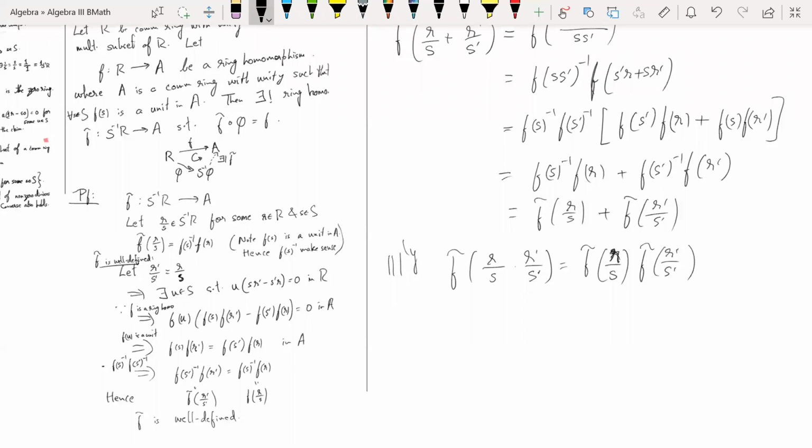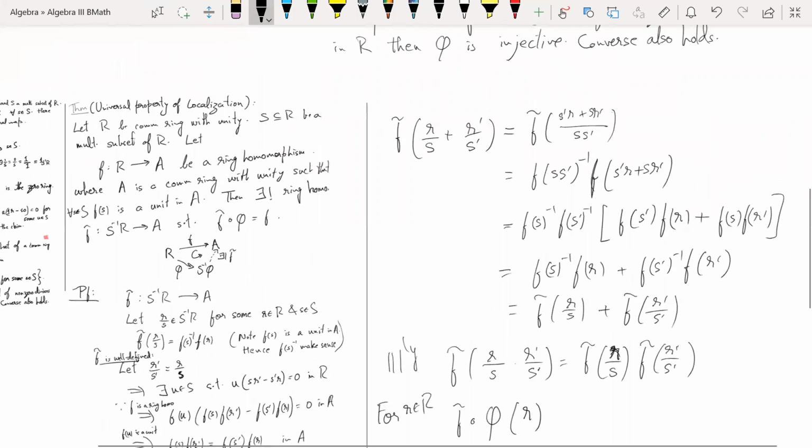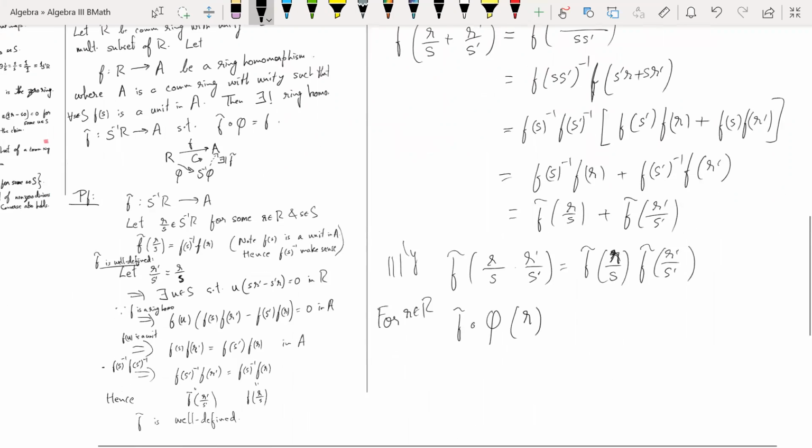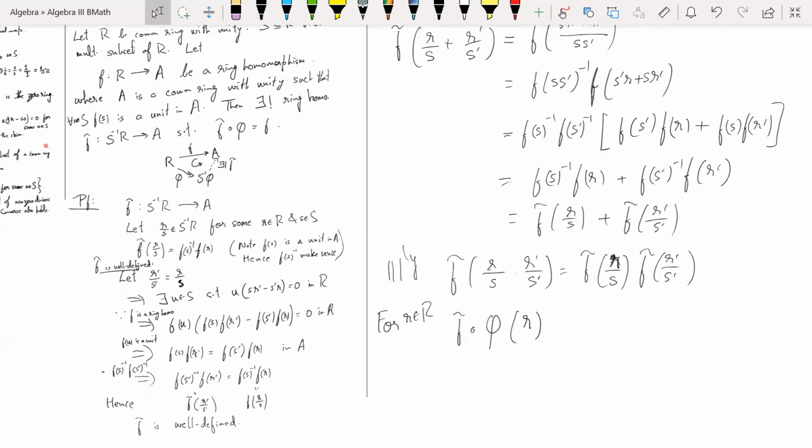So f tilde composed with phi evaluated at r, for r in R. Here I should have done this for r over s and r prime over s prime in S inverse R. We get this. And similarly, for any arbitrary r in R, consider f tilde composed with phi of r.